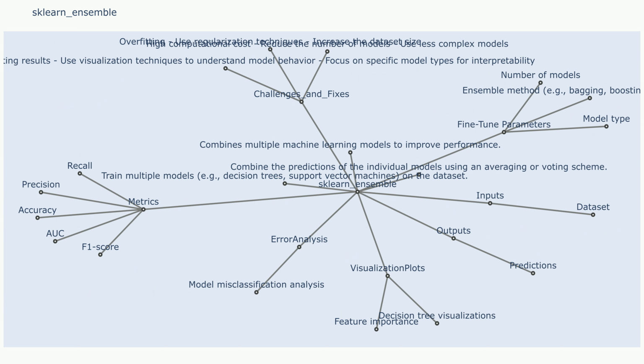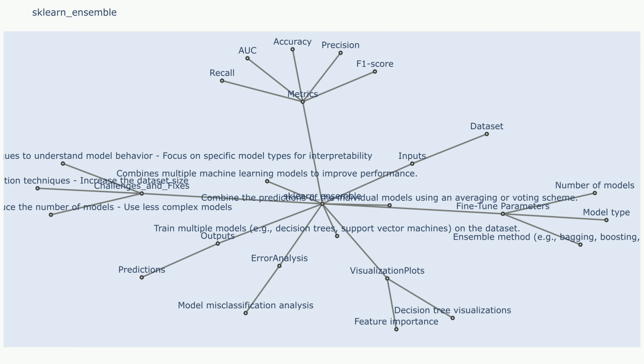Challenge 2. Explain in detail high computational cost. Training ensemble models can be computationally expensive, especially with large datasets or complex base models. Sample use case that resulted in challenge 2. Training a gradient boosting model with many trees on a dataset with millions of rows and hundreds of features can be very time-consuming.